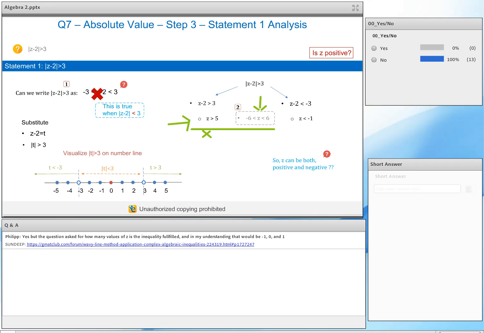Let's take a look at z is less than minus 1. And this is what the question statement told us. Minus 6 is less than z is less than 6. Now from this, what we can figure out is that all values of z are negative. Which means that statement 1 is definitely sufficient. Clear? Yes or no?